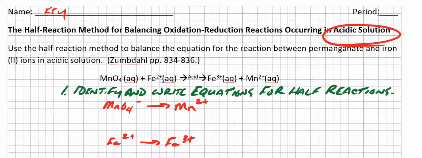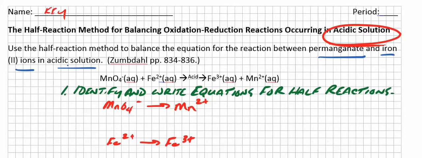Here's what it says. It says use the half reaction method to balance the equation for the reaction between permanganate, so we're looking at permanganate and iron 2 ions in an acidic solution. By the way, this is in Zumdahl pages 834 to 836, so if you want to follow along there, feel free. So how do we begin the process?